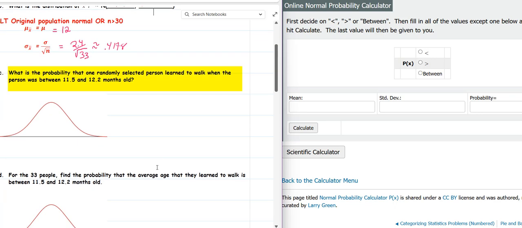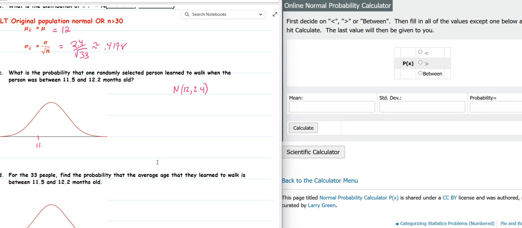What is the probability that one randomly selected person learned to walk when the person was between 11.5 and 12.2 months old? So since this is about one particular individual, we want to use the original distribution, normal 12, 2.4. And so if this is 11.5 here, and this is 12.2 months here, the probability will be the area of this region I have sketched in.